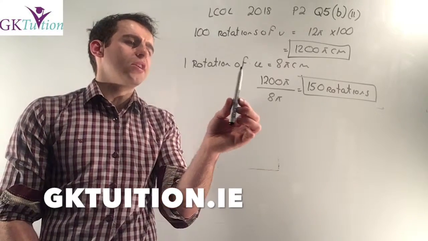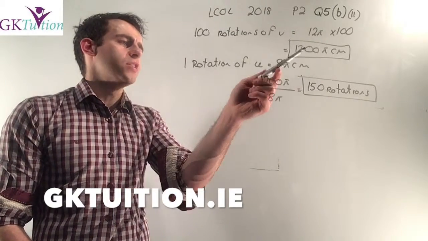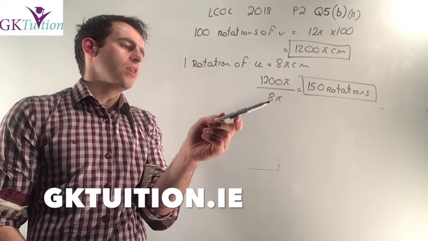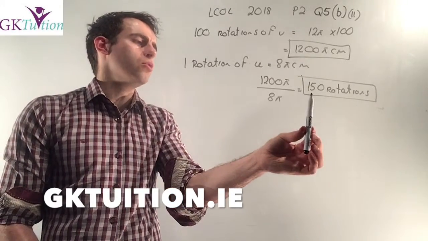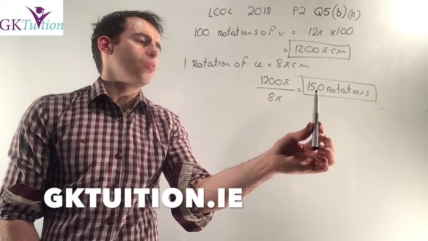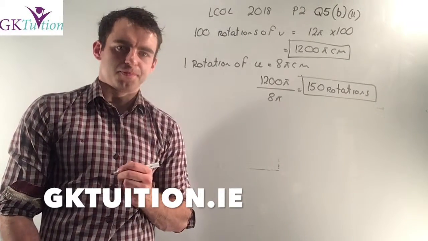I know that one rotation of U is 8 pi centimeters. So if I divide one rotation of U into the total distance, 1200 pi, that tells me that in order for U to travel 1200 pi, it would need to rotate 150 times. And that's your final answer for that bit.